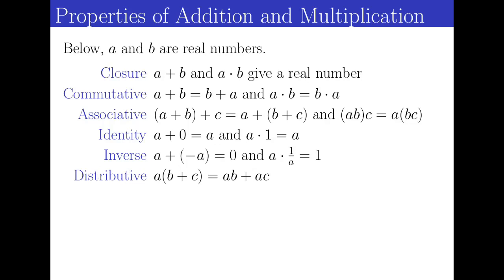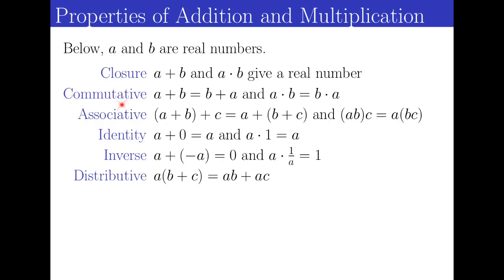So the first property is called closure, and that one just tells us that if we add two real numbers, or if we multiply two real numbers, we get a real number. So if we take two numbers on the number line, add or multiply them, we end up with a number that's on the real number line. It wouldn't make sense to get something that's not real.